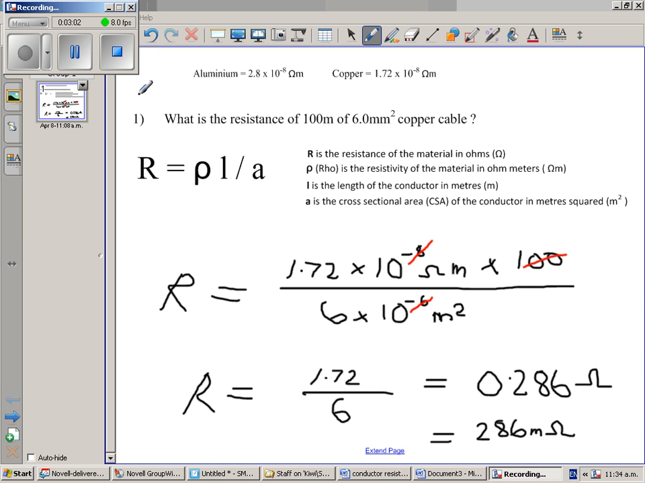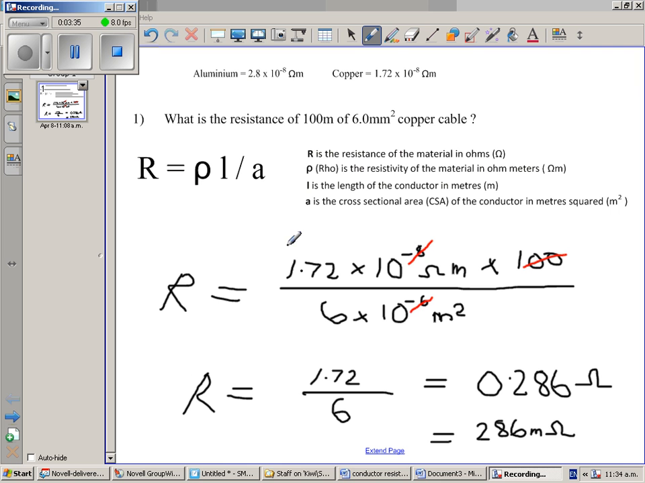If you're not getting that answer, there's a couple of traps that people fall into. One of them is not converting the millimeters squared to the meters squared, not putting the factor of 10 to the negative 6 in here. The other thing is a lot of people get into trouble loading this into their calculator. It's very important that this number here is loaded as 1.72 exp negative 8. You leave out the times 10. Likewise with this number here, we load that as 6 exp negative 6.